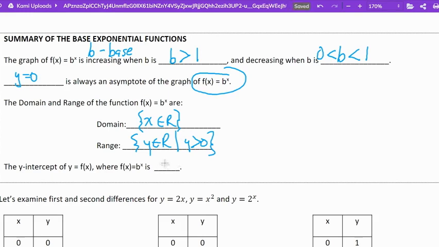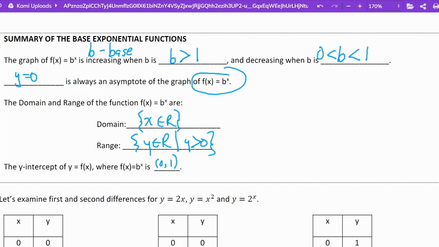The y-intercept is always 0, 1. What's the range when f of x is 1 to the x? Is it still the same? No, the range in that case is y equals 1. But 1 to the power of x is not in this unit, right? The only question you're going to get is why is 1 to the power of x not in this unit?